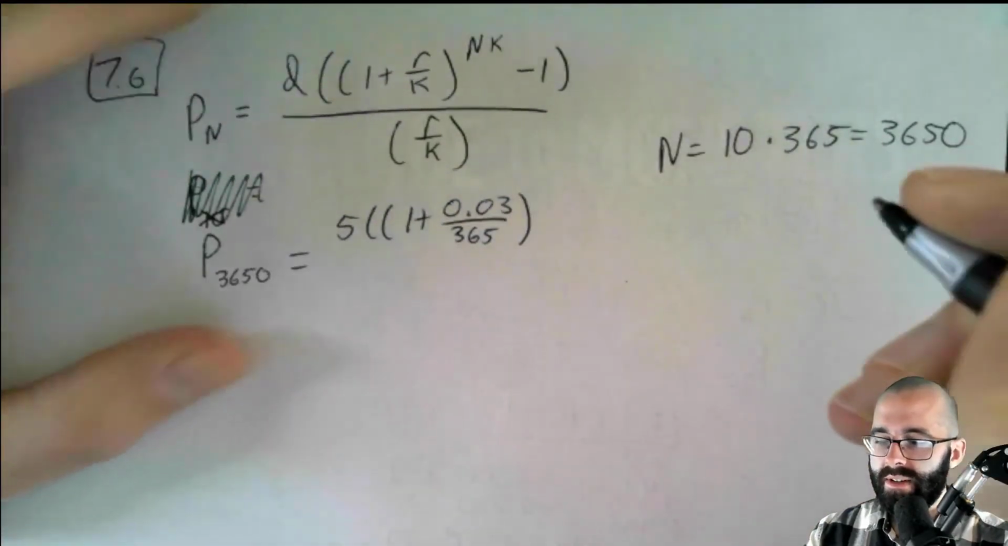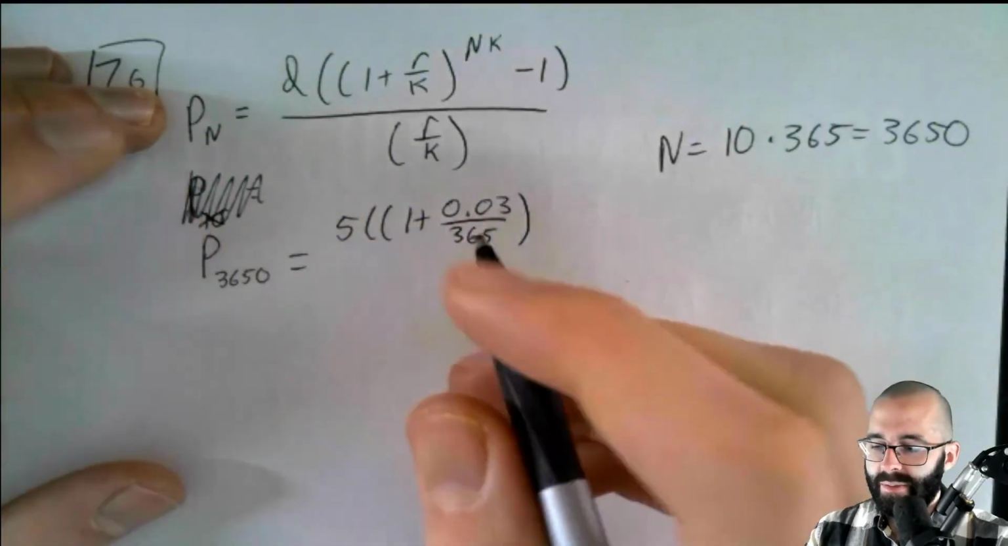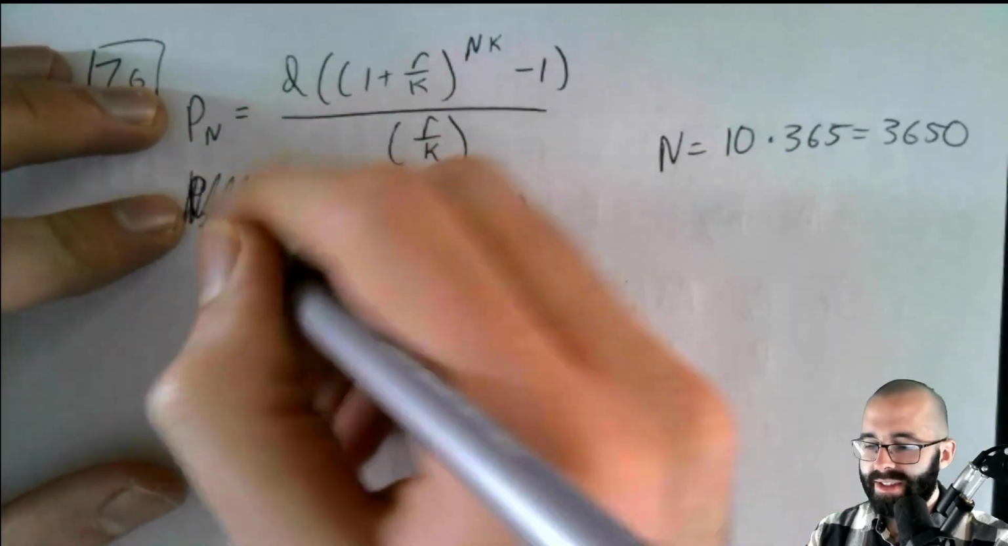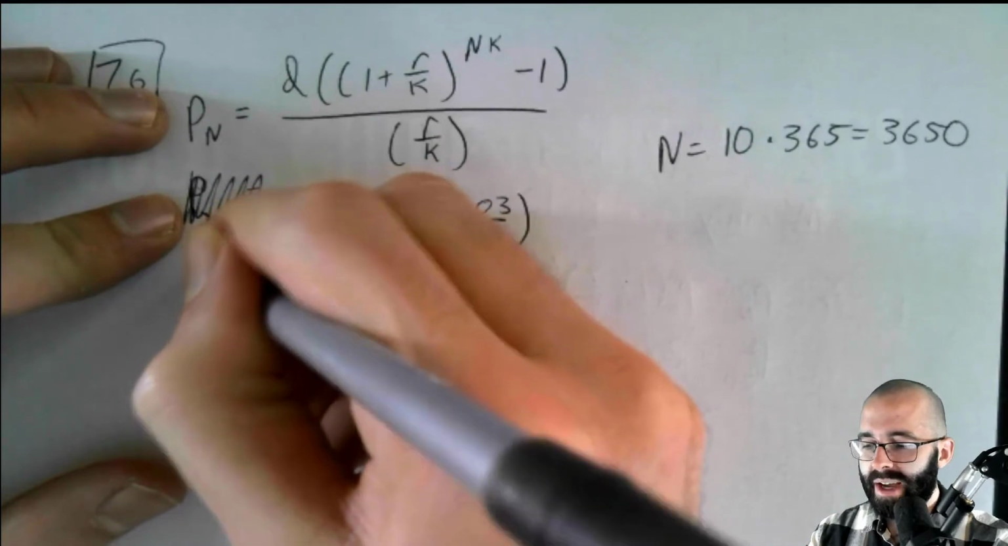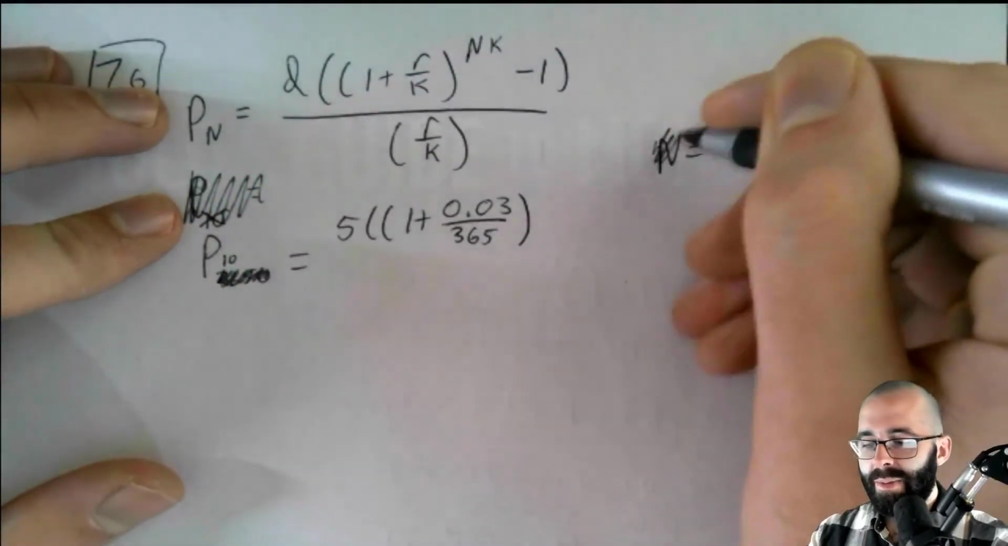Oh no. I really did muck it up. It was supposed to be 10. I apologize for going back and forth on this. I apologize.